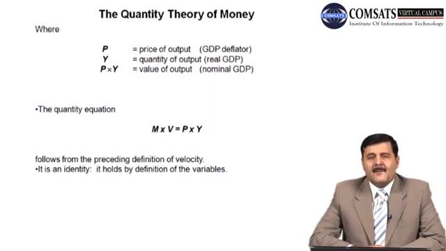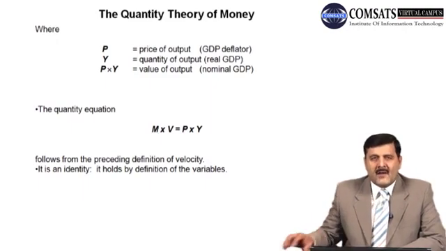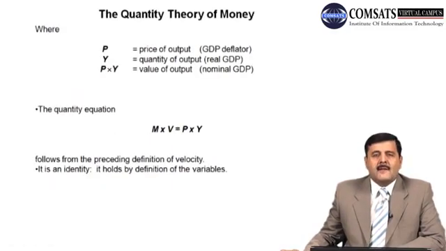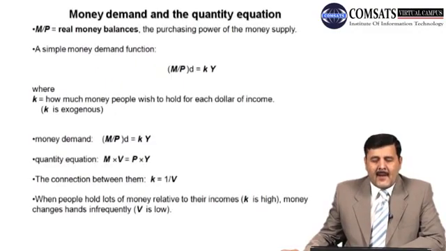So we started with the concept of velocity and then came up with this equation that is known as the identity, and this is the quantity theory of money equation: MV is equal to price into Y. Now we'll continue with this equation, explain it further, and try to develop the direct relationship between prices and money supply.